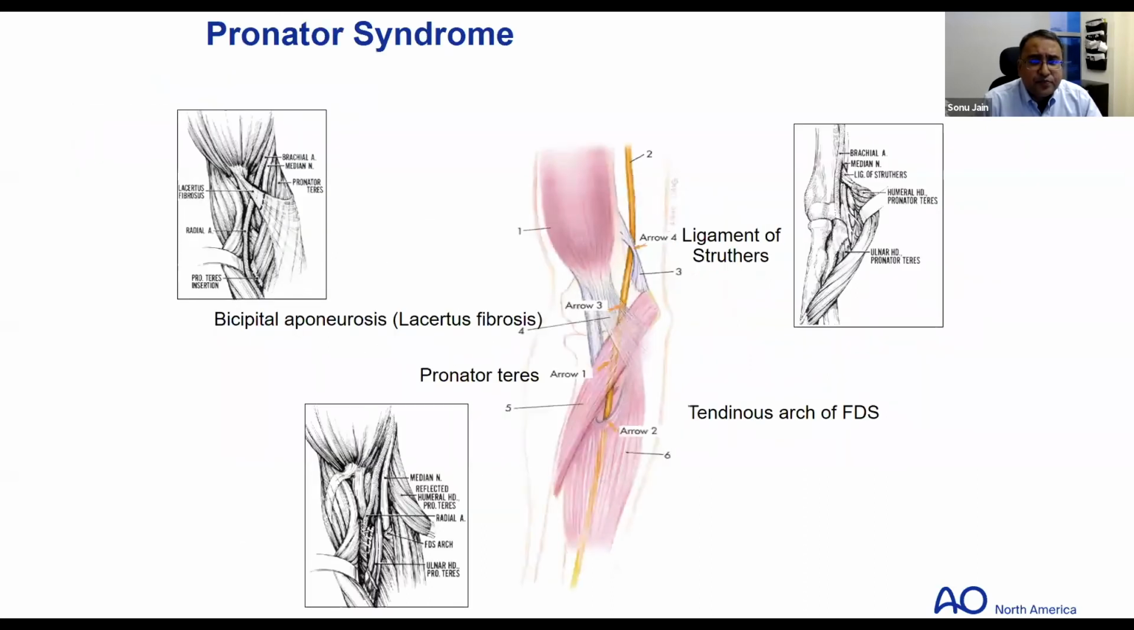So what you can see here is different sites of compression, including this ligament of Struthers, this bicipital aponeurosis, which is the lacertus I mentioned, pronator teres, and this tendinous arch of the FDS. The most common sites are first the pronator teres, and the second is the tendinous arch of the FDS right here.